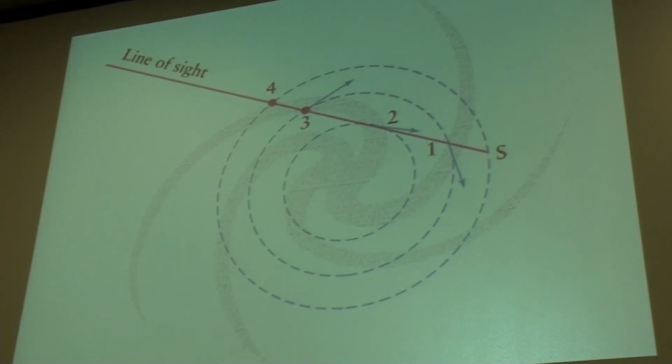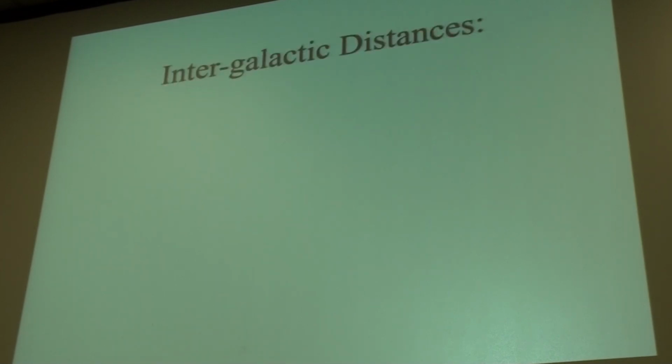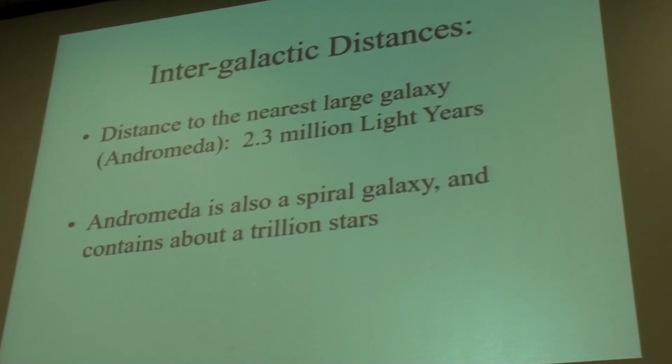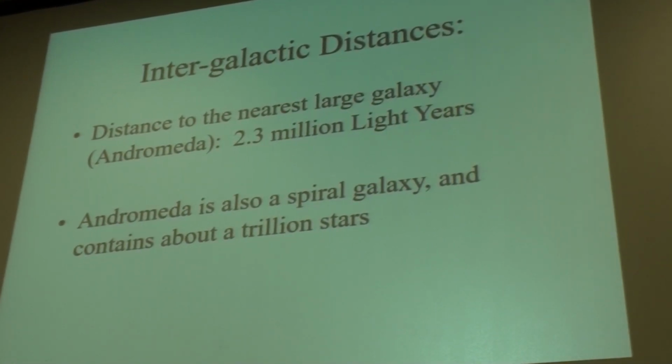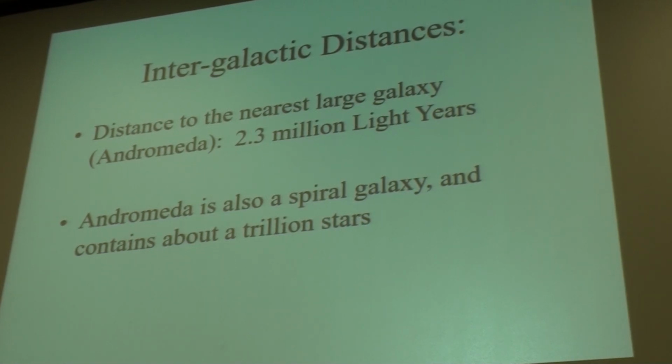But we can get an idea of what galaxies look like by looking at other galaxies, which we think are similar to our own. So now if we go to intergalactic distances, the distance to the nearest large galaxy outside of our own, which is Andromeda Galaxy, is 2.3 million light years. Okay, so the distance across our galaxy, 100,000 light years, but that's only 1/23rd of the distance to the nearest large galaxy, which is Andromeda. And so that's 2.3 million light years.